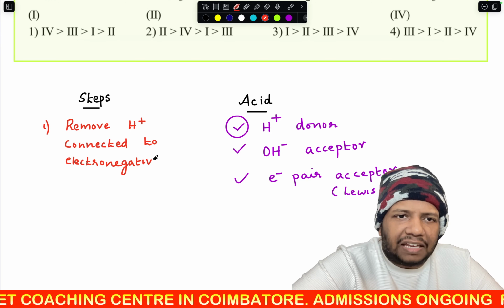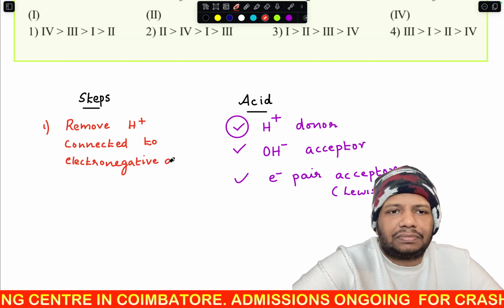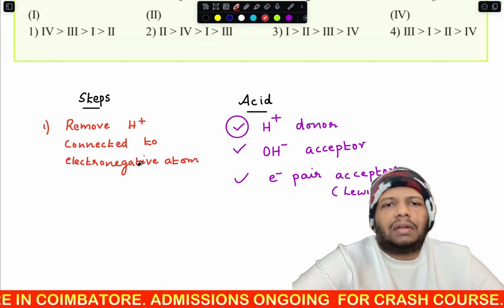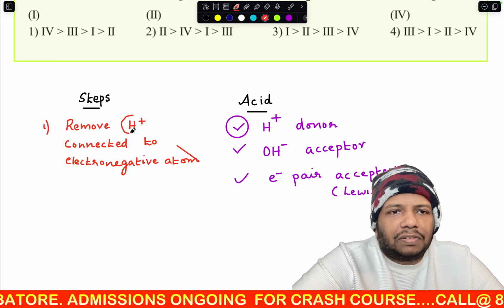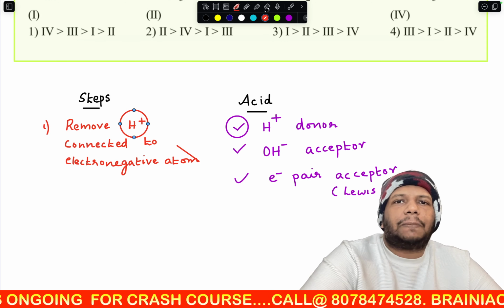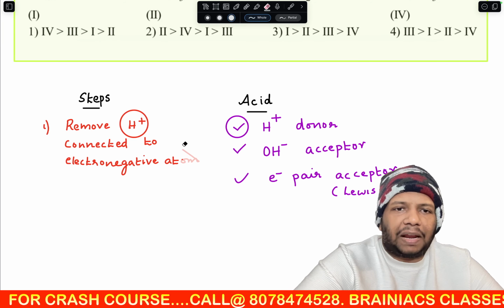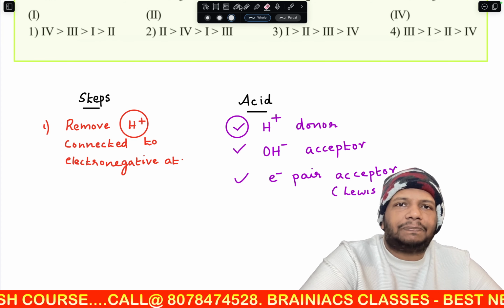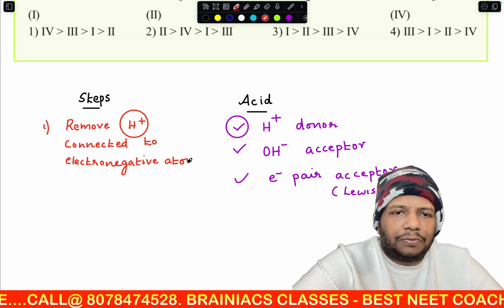Electronegative atom, because that H plus can only be donated. So remove the H plus that is connected to an electronegative atom. Very, very important. We will practice this in this question, so don't worry. This is the first step.